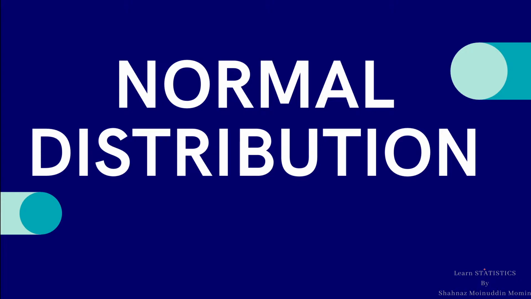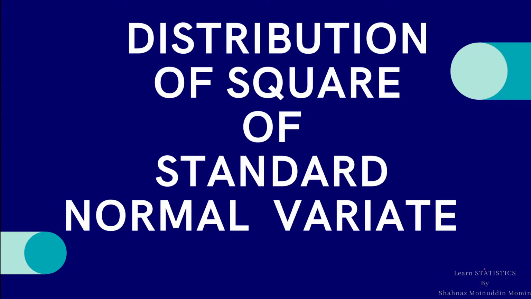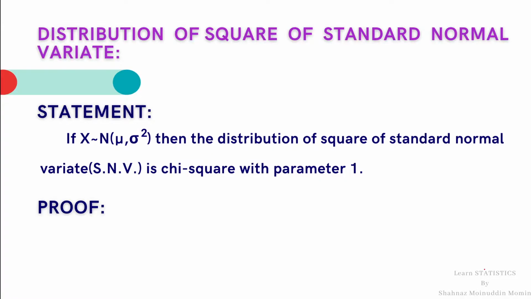The topic of today's lecture is normal distribution. In the normal distribution we will discuss a result on normal distribution. In the result we will obtain the distribution of squares of standard normal variate. So let us start with the distribution of square of standard normal variate, which is denoted by SNV.